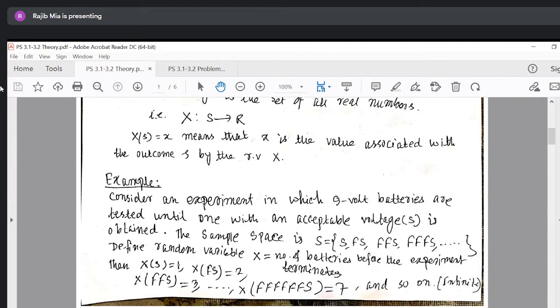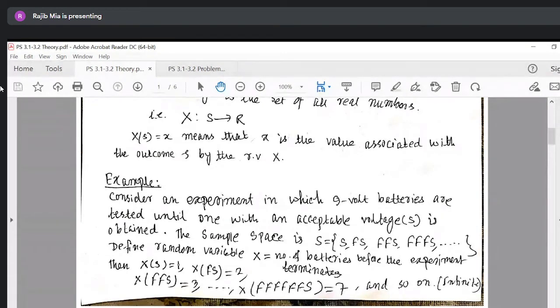We are testing these batteries, and if we get an acceptable voltage, then we stop the experiment. If not, then we continue the experiment. So the outcomes are like this. Suppose in the first trial we get the acceptable voltage, then this is success, that is S only.